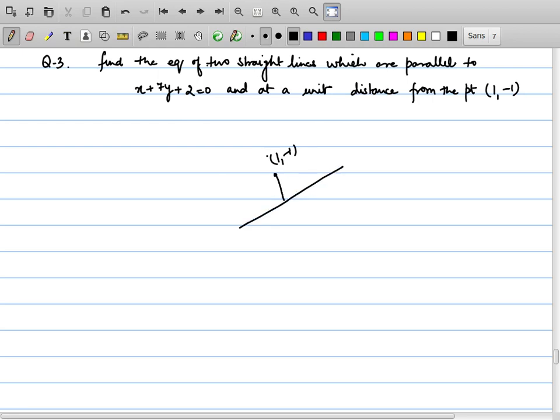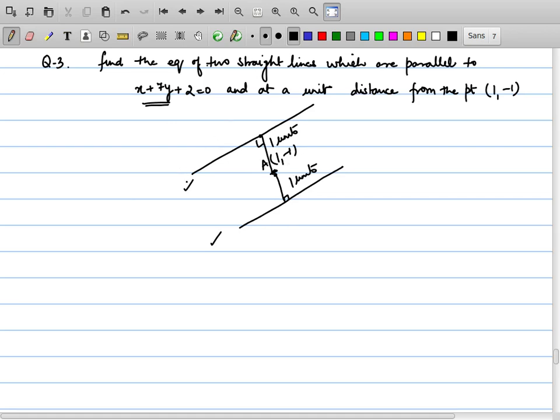And obviously if we want two straight lines which are at a unit distance from this point, the other line could be on the other side. This distance is also 1 unit. This is also 1 unit. From a given point, let's say A, if we want lines at a unit distance or at any distance, there would be two possibilities, one upwards and one downwards. Now, these two lines have to be parallel to this line. These two lines are parallel to this line and at a distance of 1 unit from A.